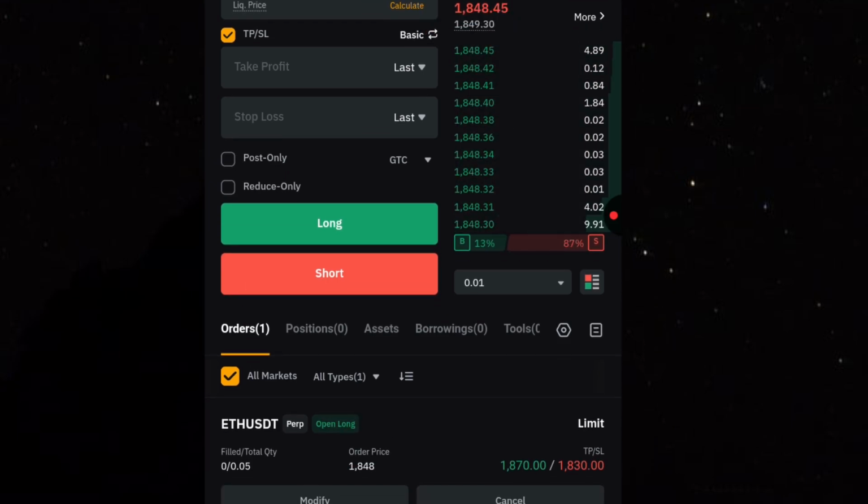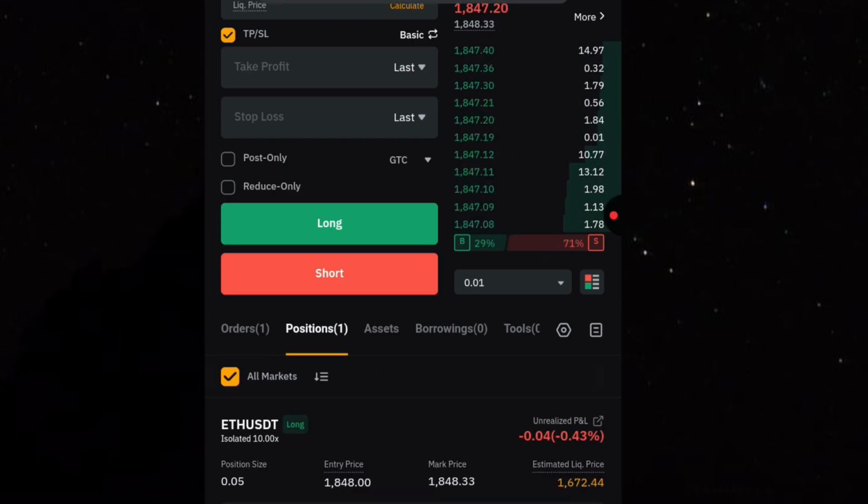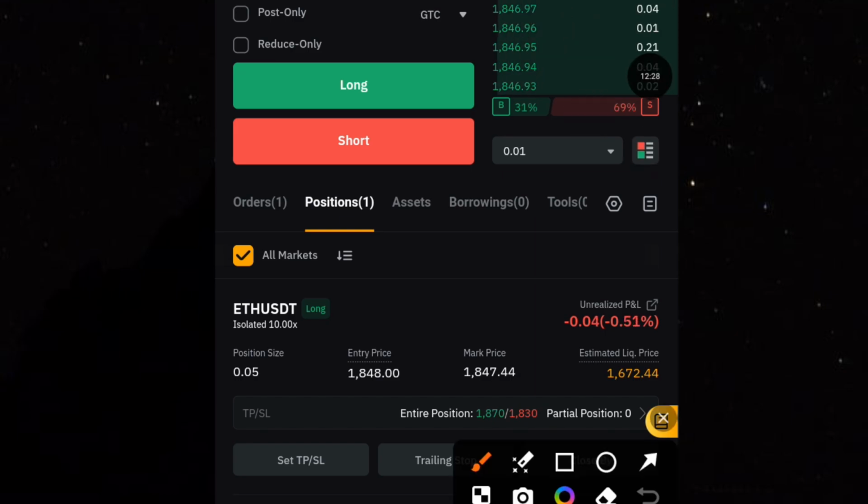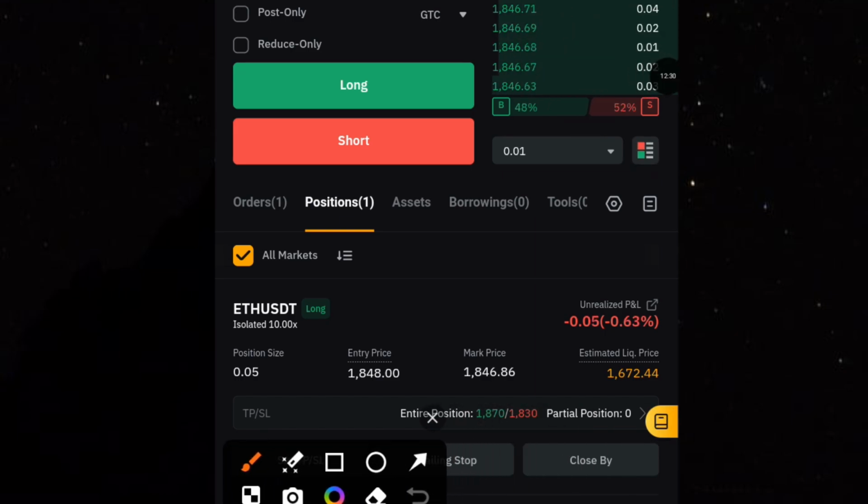Once it gets to your target price, for example, it's already a little bit down. Yes, it has entered our target price. So you can see the moment it entered our target price, it will start counting. So this is how to place your orders for long. Because you want the price of Ethereum to be going up, you have to give it some time.